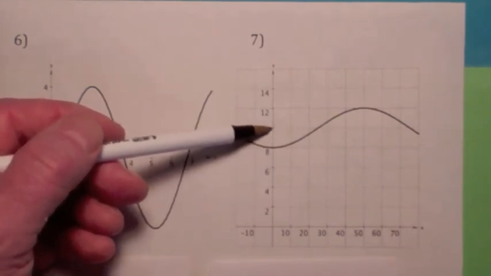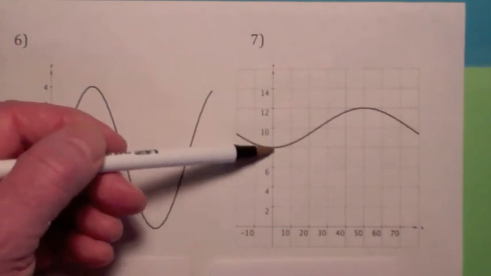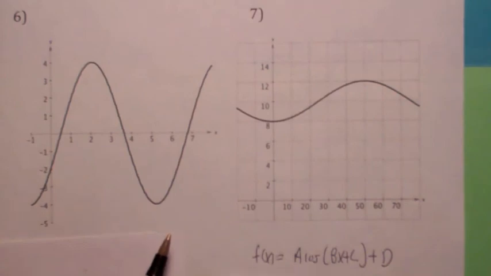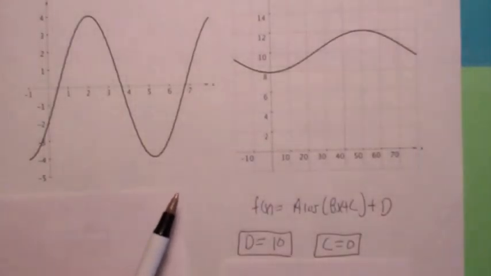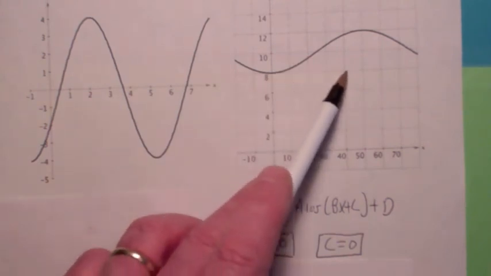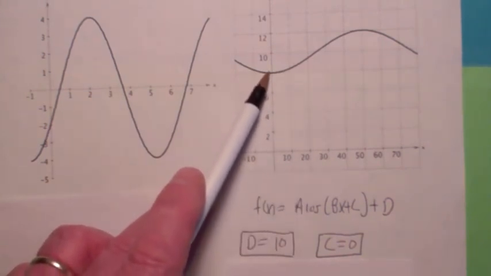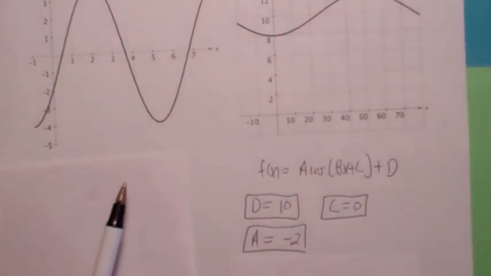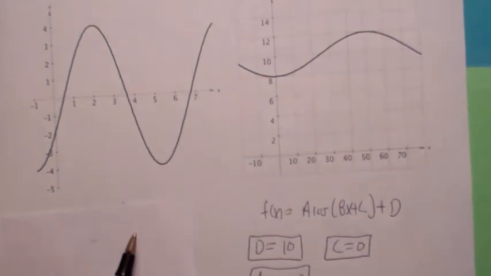It looks like this distance from here to here is 2. So A is going to be -2. This is what we got so far. We're going to use a cosine. D equals 10. Furthermore, if you use a cosine, you're not going to have any horizontal shift, are you? Because this is the starting point. And then, like I said, A looks like -2. The period, however, we haven't talked about that yet. What does the period appear to be?